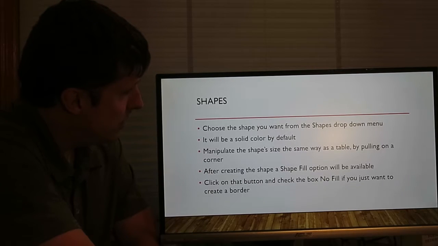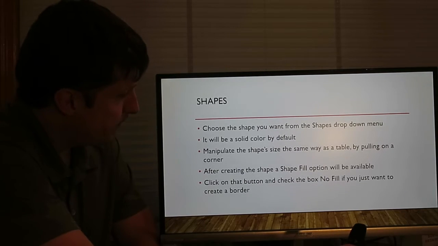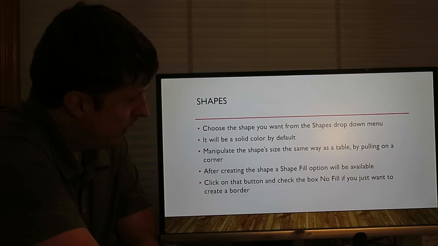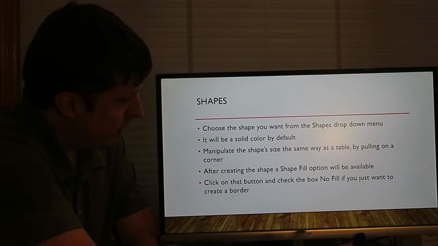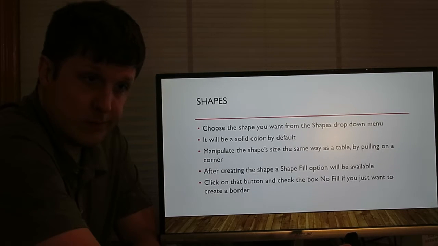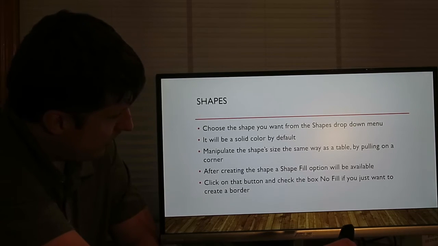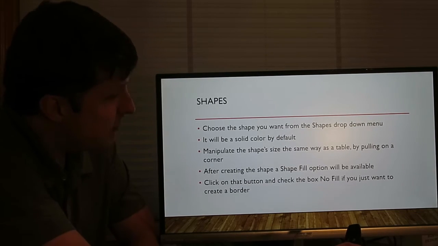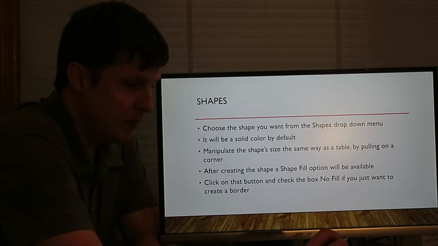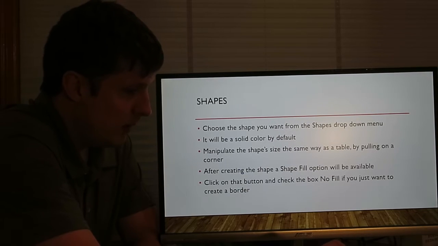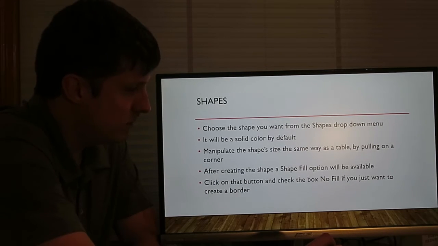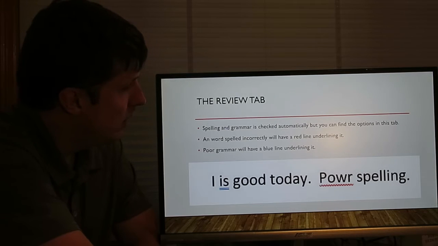So here's the Shapes button that you can press, and choose the shape you want from the Shapes drop-down menu. There's lots of them. It'll be a solid color by default. And you can manipulate the shape size the same way as a table by just grabbing a corner and expanding or shrinking it. After creating a shape, the Shape Fill option will be available. Click on that button and check No Fill if you want the shape to just be an outline. That way you could have a square border, per se. You could even put that around a paragraph if you want.